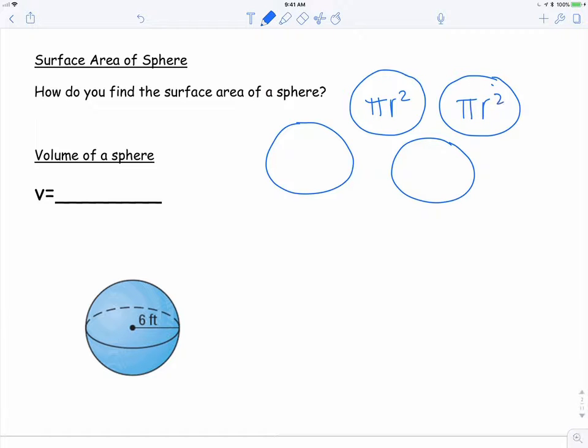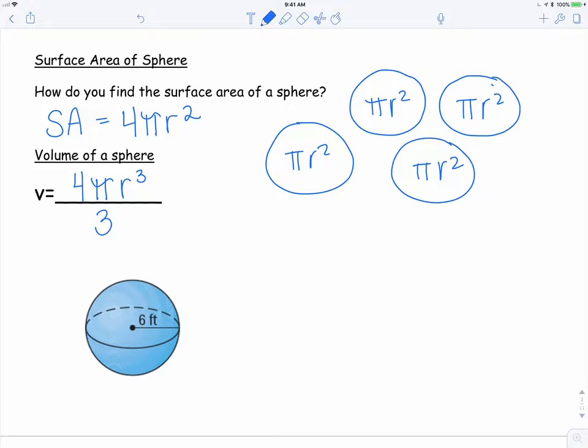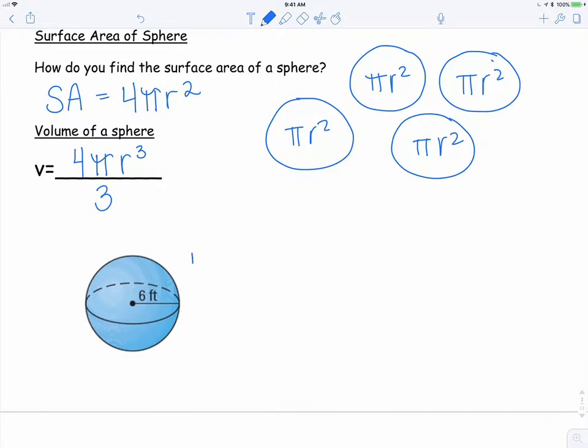The area of this one is pi r squared. This is pi r squared. This is pi r squared. So the surface area for a sphere, we'll call it SA, is 4 times pi times radius squared. The volume is 4 pi times the radius cubed, all divided by 3. So let's go ahead and try that with a sphere, this example right here. 6 is the radius. So let's calculate first the surface area and then the volume.